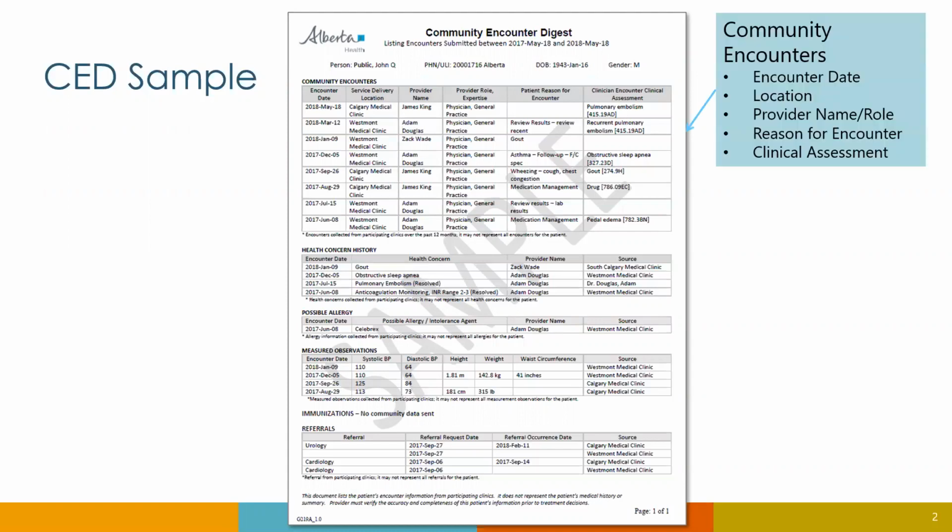Let's look at a sample CED. The Community Encounter section will record the encounter date and location, the provider's name and role, as well as the reason the patient booked the appointment in the scheduler. You will also see the clinical assessment. It is here where you would see ICD codes, as well as any free text related to the diagnosis if the provider has entered this type of information.